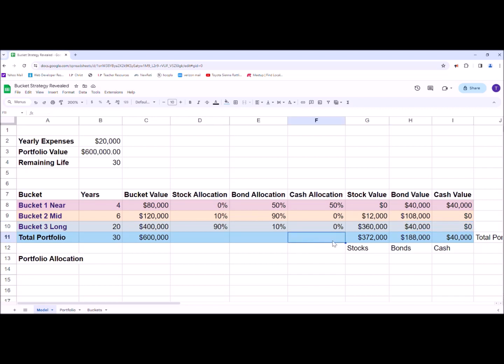But lo and behold, what happens when you just look at the total amount of stocks, the total amount of bonds, and the total amount of cash? Well, you get these numbers, 372, 188, and 40, and that's really your asset allocation across your whole portfolio. And what does that look like?